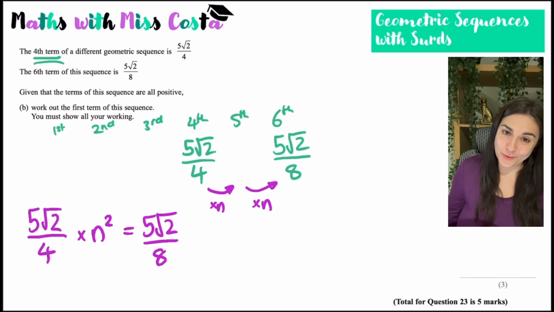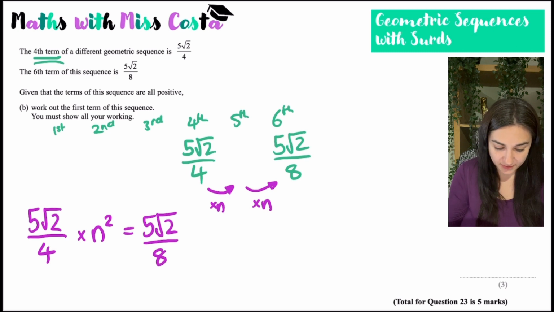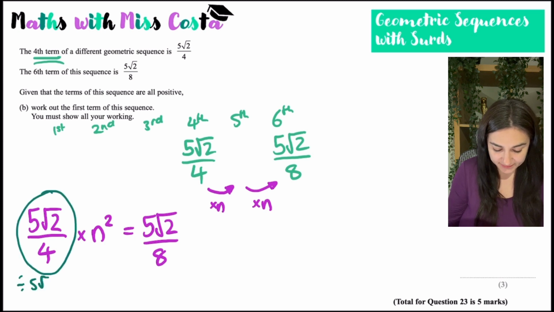This is a little bit more complicated, but in order to isolate my variable, in order to isolate n squared, I can divide both sides of the equation by this term here.